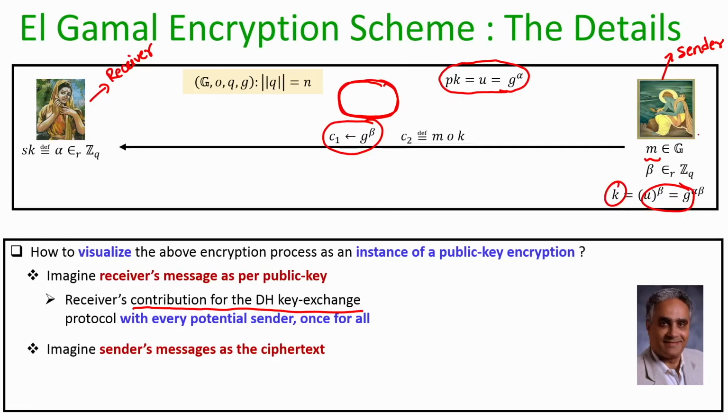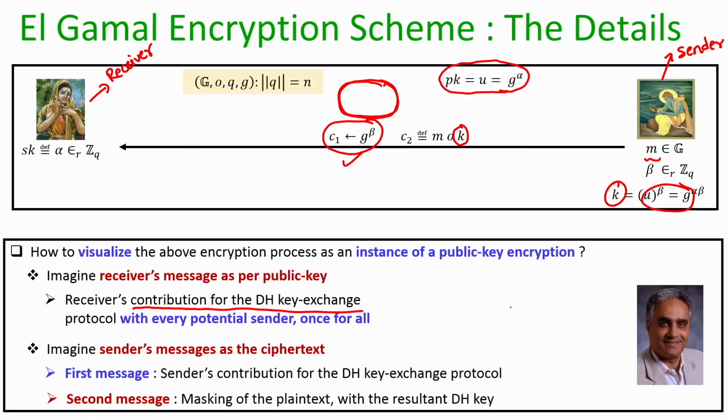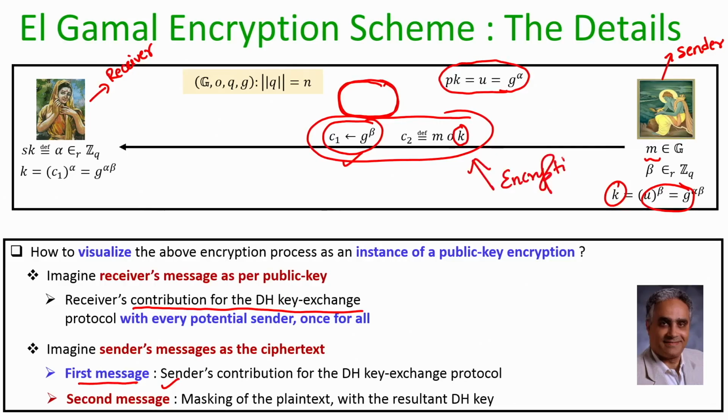So, what Ram can do is, once he has sent g to the power beta, he can use k, namely g to the power alpha beta, for encrypting the message, and the overall encryption of the plain text will be two messages. The first message will be Ram's contribution for the Diffie-Hellman key exchange protocol, and the second message is the actual encryption of the message. How will Sita do the decryption? So, this is the encryption process: sending his contribution of the Diffie-Hellman key exchange protocol and then masking of the message. This whole thing can be visualized as the encryption of the plain text.